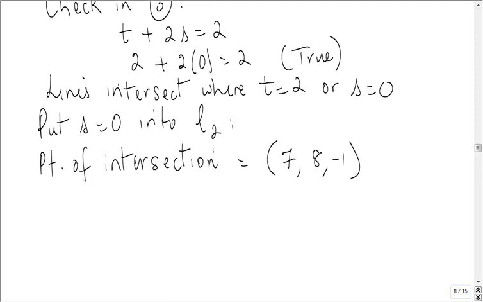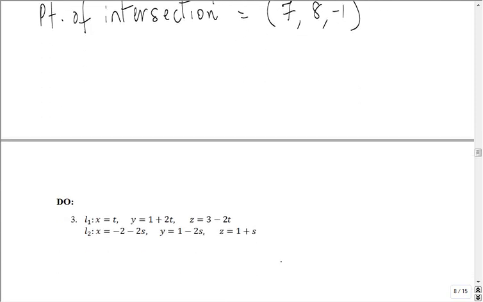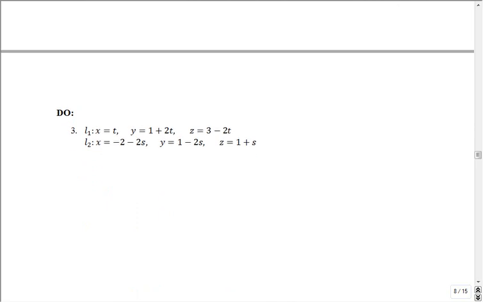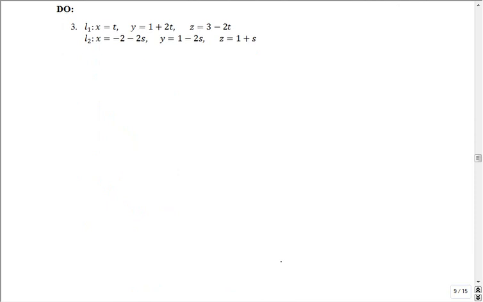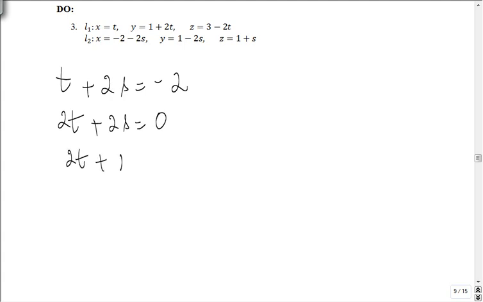Okay, so I think it's your turn, isn't it? Yes, your turn. Try these. Determine whether the lines intersect. If they intersect, find the point of intersection. Okay, so the three equations that you should get when you equate x, y, and z are t plus 2s equals minus 2, 2t plus 2s equals 0, 2t plus s equals 2. You may have had them in different forms, 1, 2, and 3.